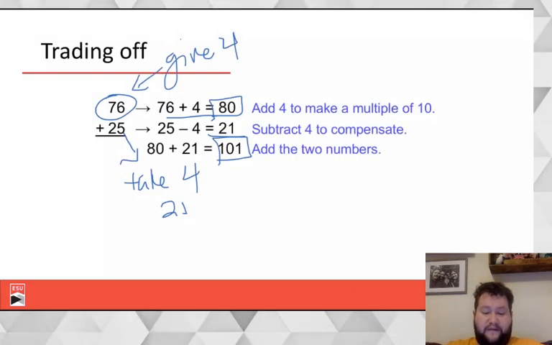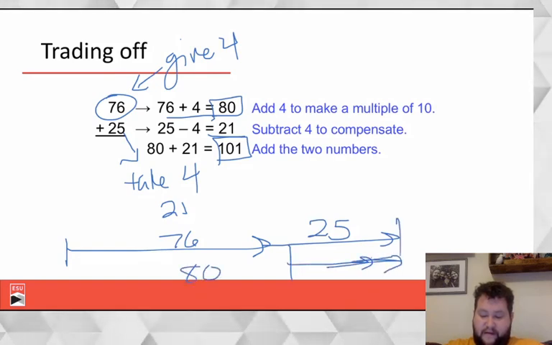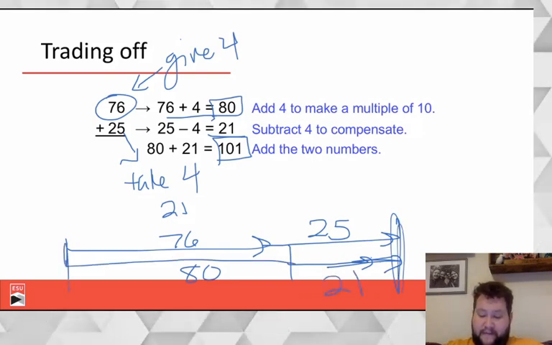Trading off, 76 plus 25. This is where we're using the fact that we can compose and decompose. And more specifically, this goes back to our number line model. 76 plus 25 is the same as 80 plus 21, and has to end at the same spot. Because it doesn't matter if I split it here or split it here.